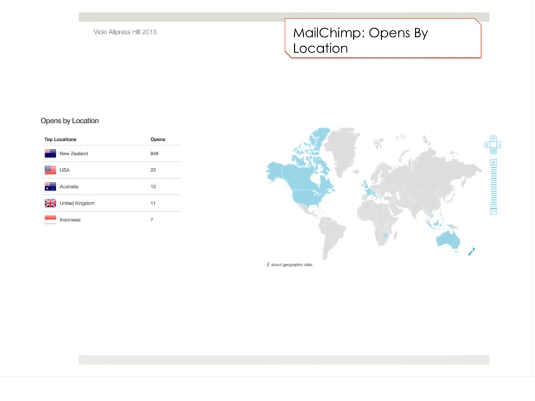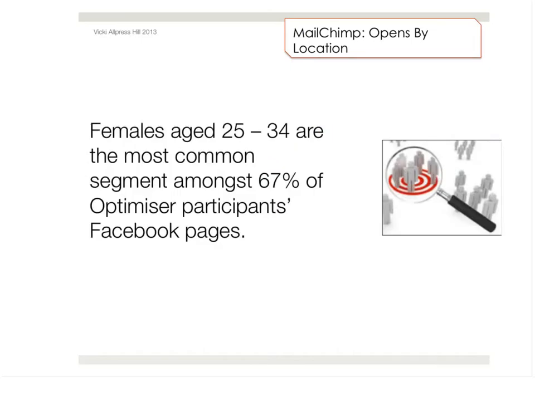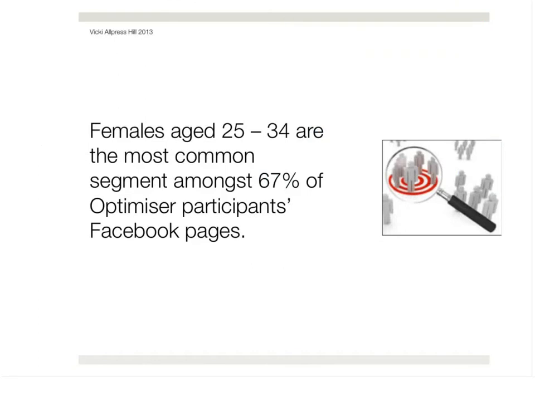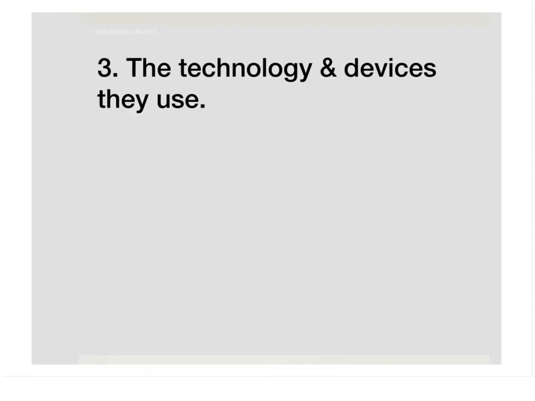So again, it is really interesting to look at how these demographics differ across your channels, and that is going to help you to tailor what you use the channels for and what you deliver to people, the information and content that you deliver, and tone of voice too. So I thought you might like to know that females aged 25 to 34 are the most common segment across the Optimiser participants' Facebook pages. So we've got a lot of females of that age group in the art sector following our Facebook pages. There's a few differences depending on type of organisation obviously, but this was the most common by far.